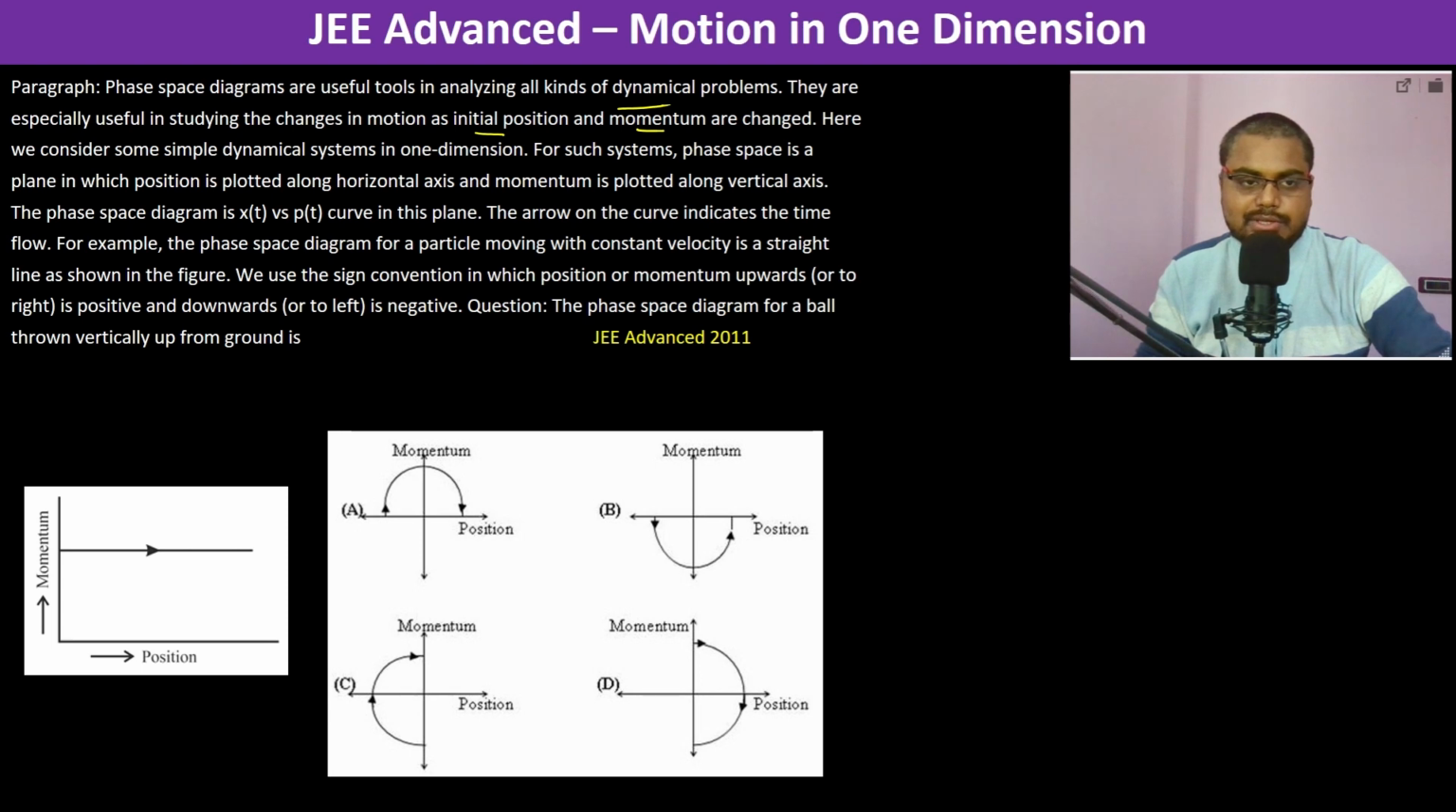For such systems, phase space is a plane in which position is plotted along the horizontal axis and momentum is plotted along the vertical axis. So, position versus momentum. The phase space diagram is the x(t) versus p(t) curve. The arrow on the curve indicates the time flow. For example, the phase space diagram for a particle moving with constant velocity is a straight line, as shown in the figure.